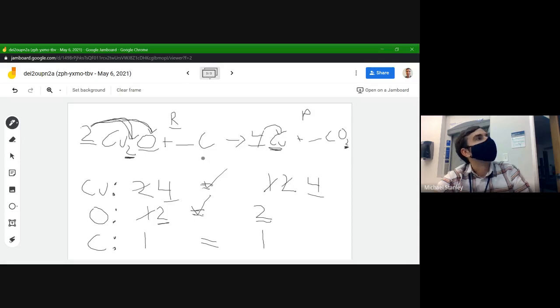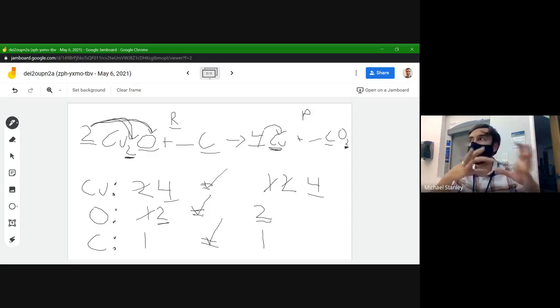Check, check. We've got 1 C on the reactant side and 1 C on the product side. That never changed. So that is also a check. So now we have fully balanced our copper oxide equation. So our final result is 2 Cu2O plus C produces 4 Cu plus CO2. 2 copper oxide plus carbon produces 4 copper plus carbon dioxide.